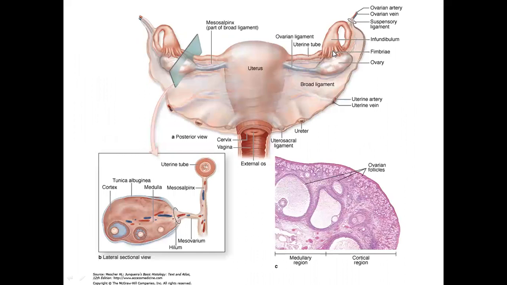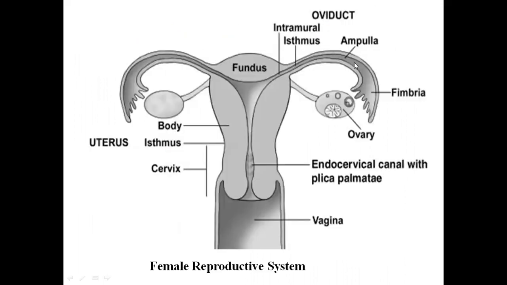First part is infundibulum with fimbriae embracing the ovary. Second part is ampulla where fertilization occurs. Third is isthmus and fourth part is intramural part which runs through the uterine wall. Here the lumen of the fallopian tube is continuous with the uterine cavity.